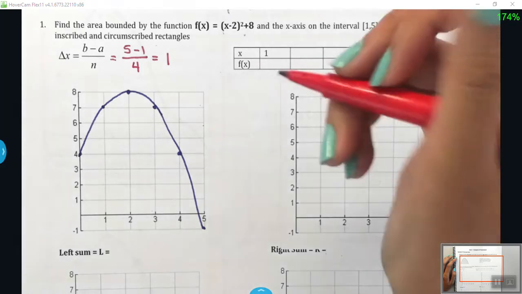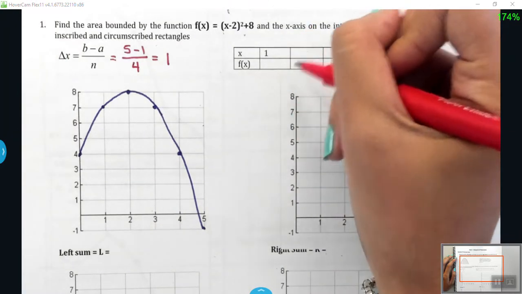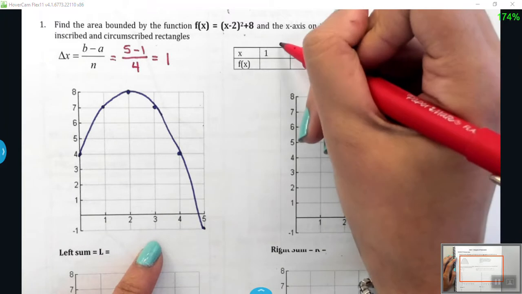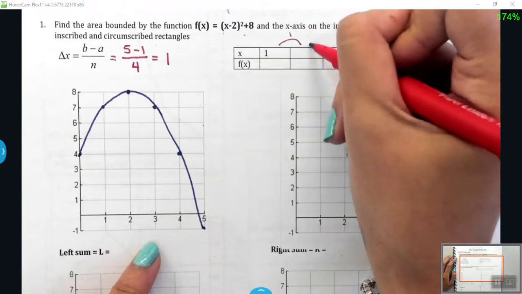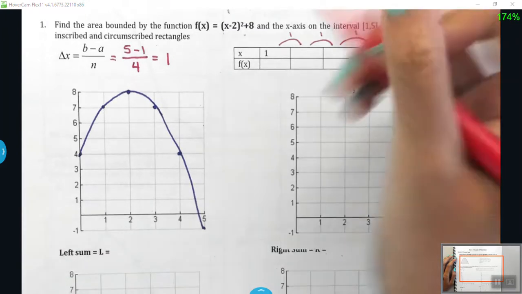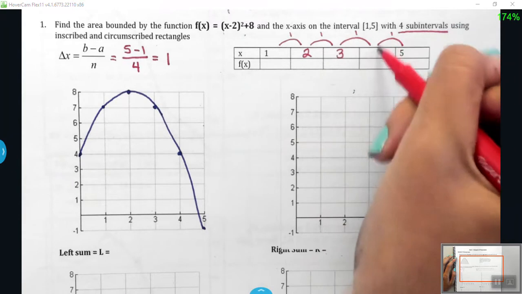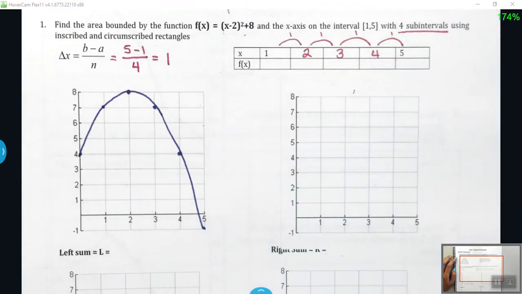Okay, so you want to make a table from 1 to 5. Now we go a width of 1 every interval. So a width of 1, a width of 1, a width of 1, and then a width of 1. So from 1, this would be 2, 2 plus 1 is 3, 3 plus 1 is 4, 4 plus 1 is 5. Okay? All right.